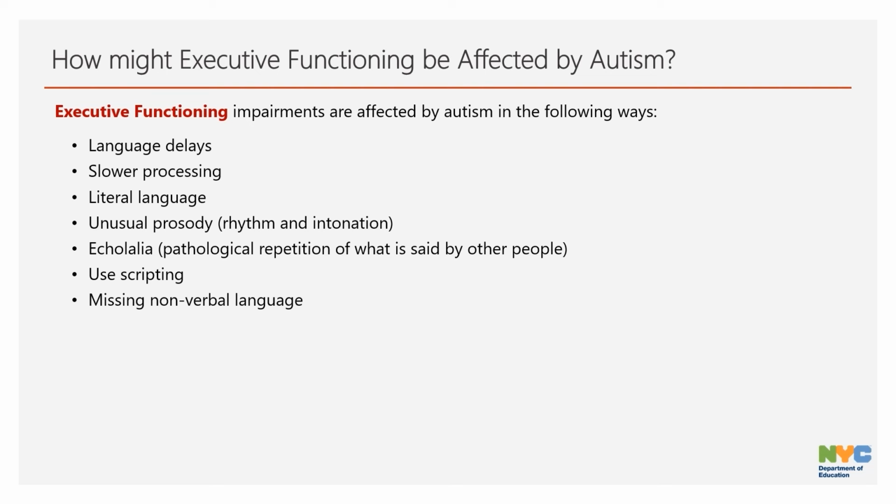How might executive functioning be affected by autism? Executive functioning impairments are affected by autism in the following ways: language delays, slower processing, literal language, unusual prosody, such as rhythm and intonation, echolalia, or the pathological repetition of what is said by other people, use of scripting, or missing nonverbal language.